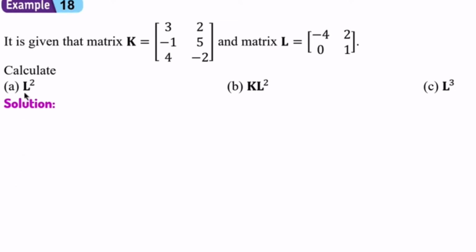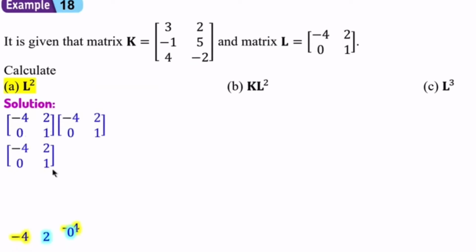Okay, we cannot square the element. We have to multiply the two matrices. So we will take the matrix L, multiply by the matrix L. So it means that negative 4, 2, 0, 1. And then another matrix is negative 4, 2, 0, 1.